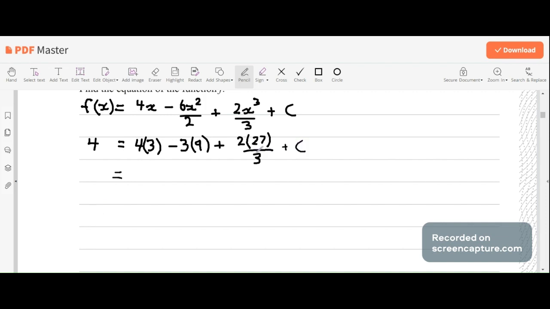Plus c. Okay, we're going to have 12 minus 27 plus 54 over 3, which should be 18, I believe.